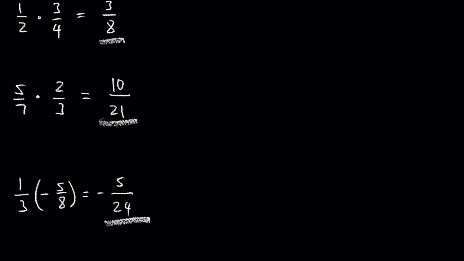Let's do something a bit more challenging. 13 over 14 times 7 over 2. 13 times 7 is 91 and 14 times 2 is 28.